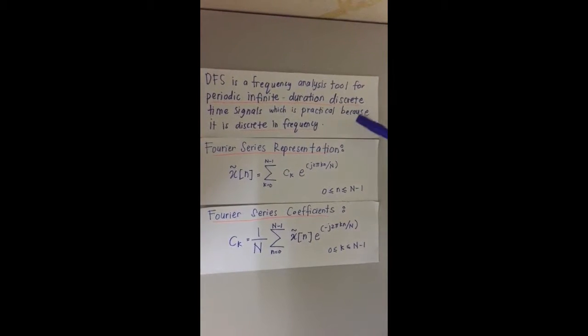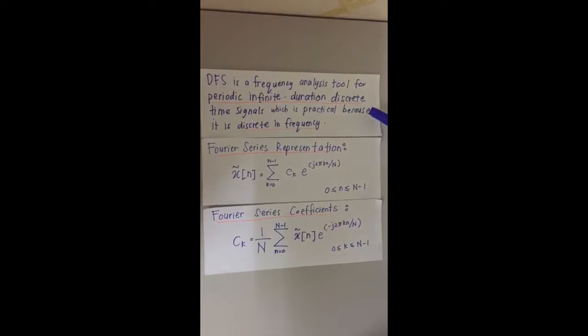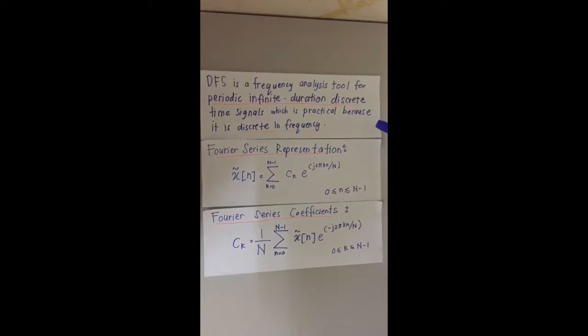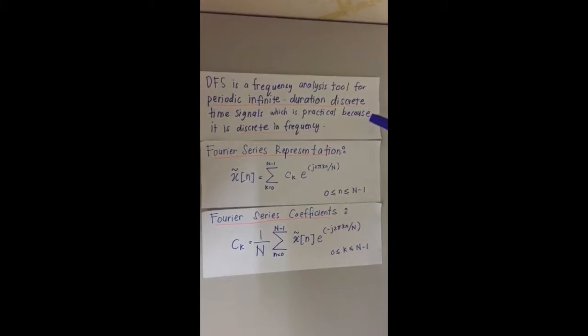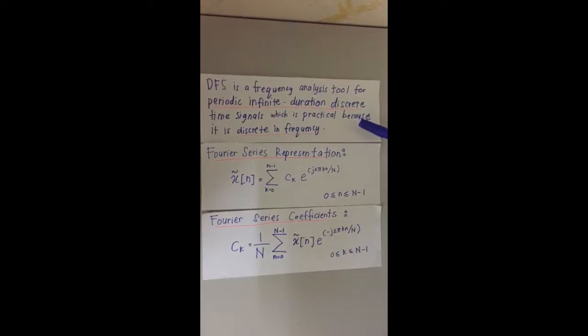Discrete Fourier series is a frequency analysis tool for periodic infinite duration discrete time signals, which is practical because it is discrete in frequency. So we will use discrete Fourier series for the periodic time signal. There are two equations that we must remember.